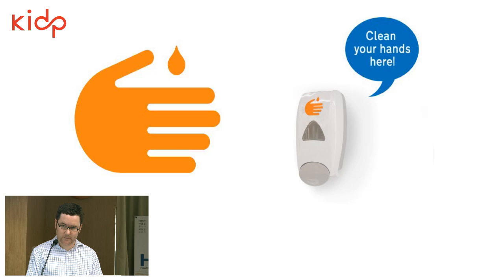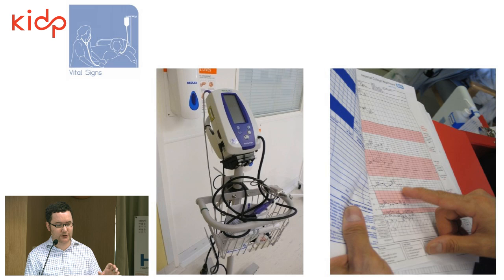It's also much easier to put this graphic at the certain points in the bedside where you want people to clean their hands. 그리고 병실 바깥이 아니라 베드사이드에도 놓기가 훨씬 더 수월한 거죠. Looking at the vital signs brief, there were two main problems.